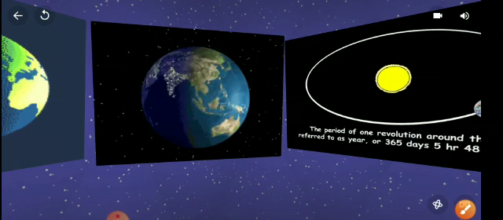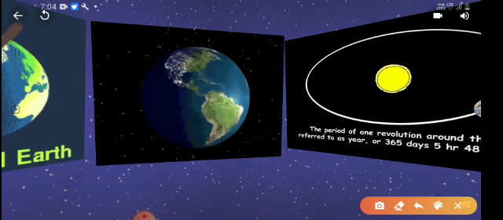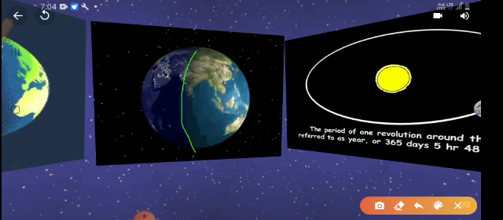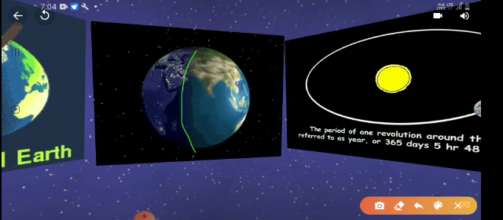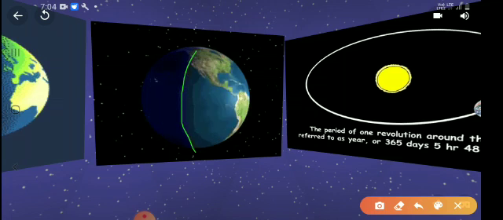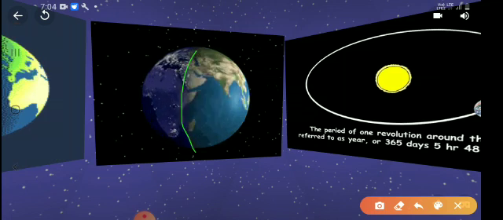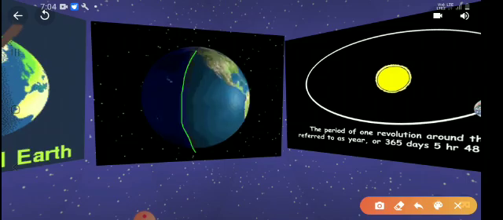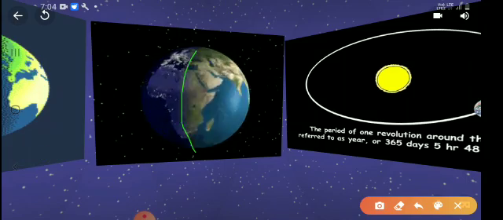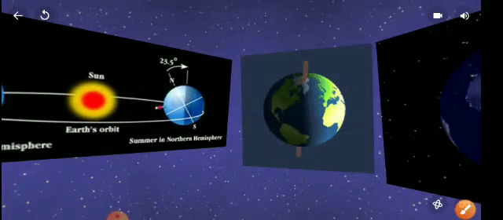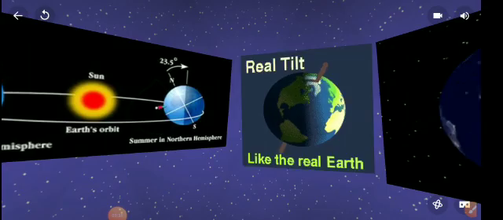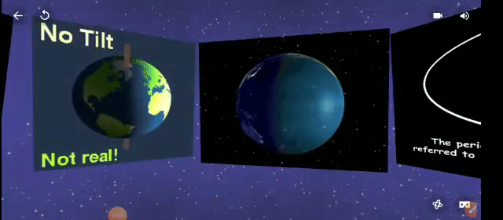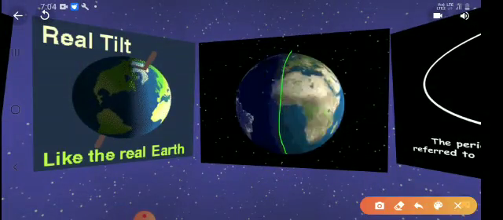Then you can see here there is a circle. This circle is called the circle of illumination. This circle divides the day and night of the globe. And this circle is not the same as the axis. I told you about 66.5 degrees, right? So that is different, and the circle of illumination is different.